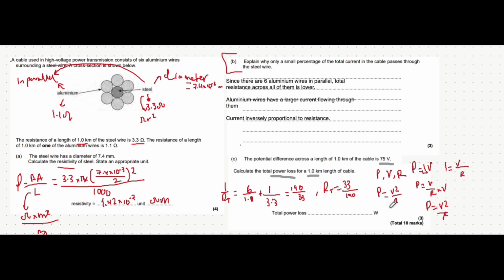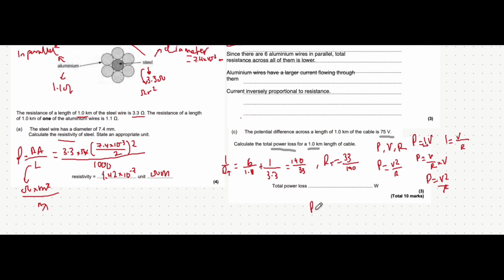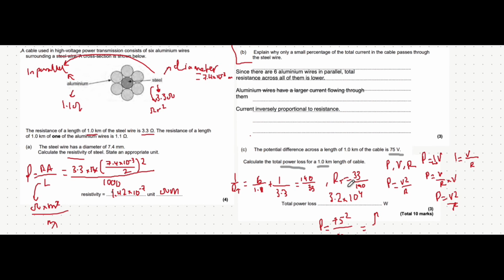In that case, the square of the voltage is 75 squared, all divided, oops, running out of space. Let's move down a little bit. I'm going to squeeze it in. Power is equal to the square of the voltage, all divided by the total resistance of this whole combination that we found, which is 33 over 190. You put all of that into your calculator, and that's equal to 3.2 times 10 to the power of 4. When it's a larger number, I like to write in standard form because I've seen that appear quite a lot in mark schemes.